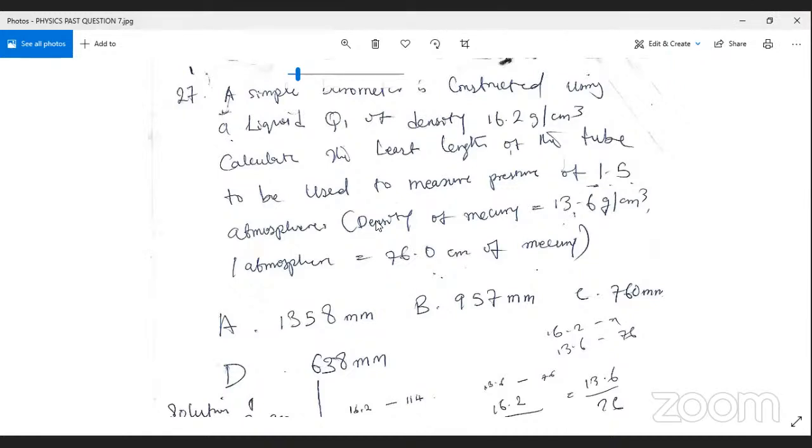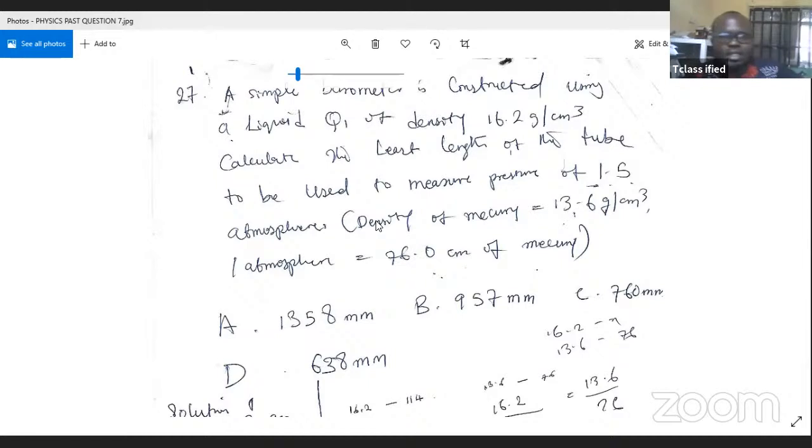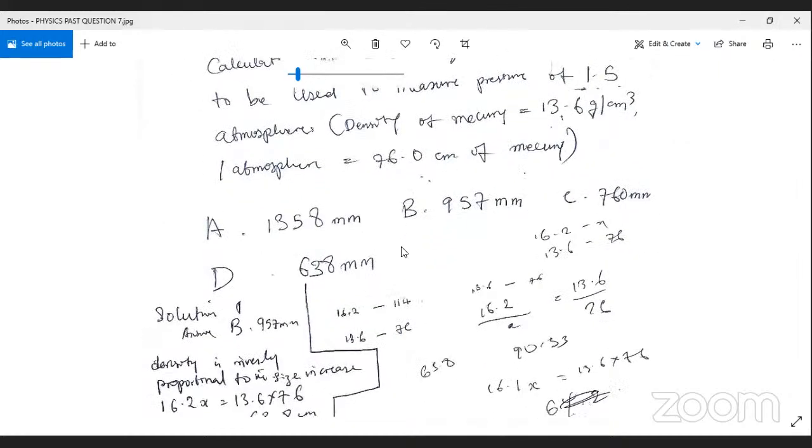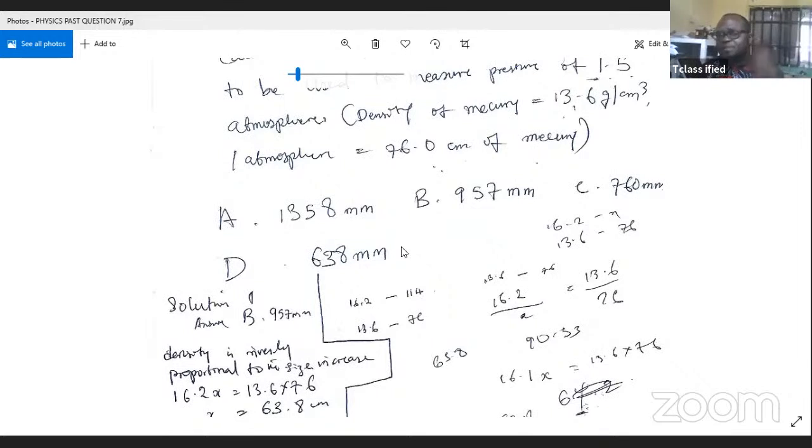A simple barometer is constructed using a liquid Q1 of density 16.2 gram per cm cube. Calculate the least length of the tube to be used to measure pressure at 1.5 atmospheres. Density of mercury is equal to 13.6 gram per cm cube. 1 atmosphere is equal to 76.0 cm of mercury. So the options are A, 1,358 millimeters, B, 957 millimeters, C, 760 millimeters, D, 638 millimeters.